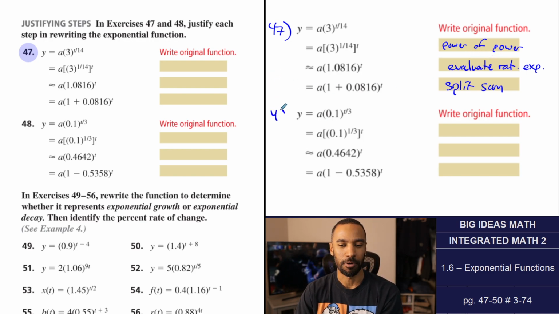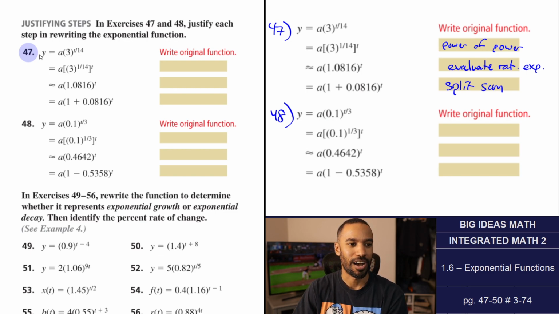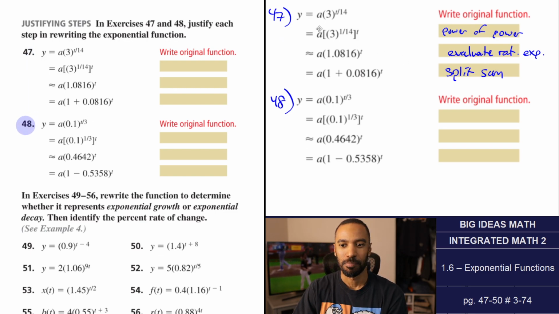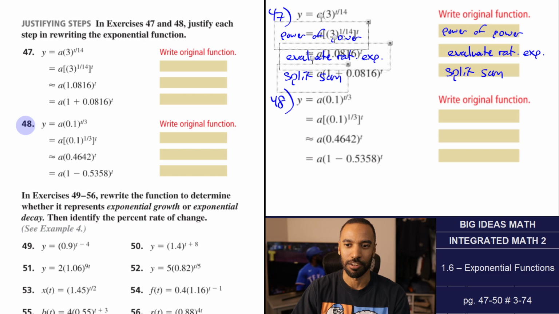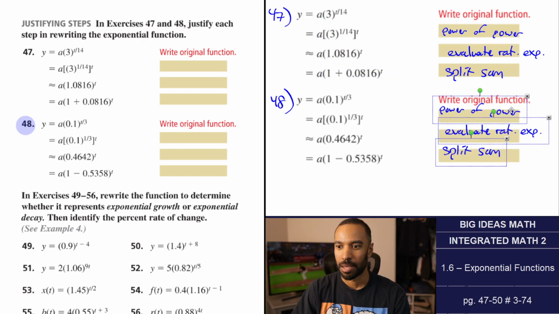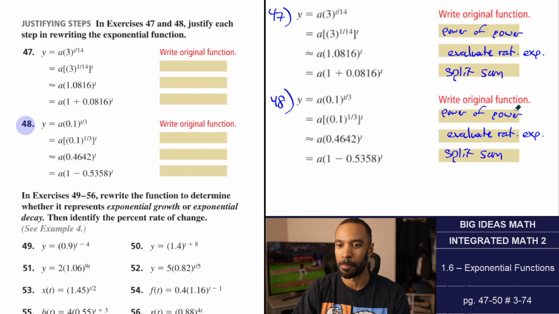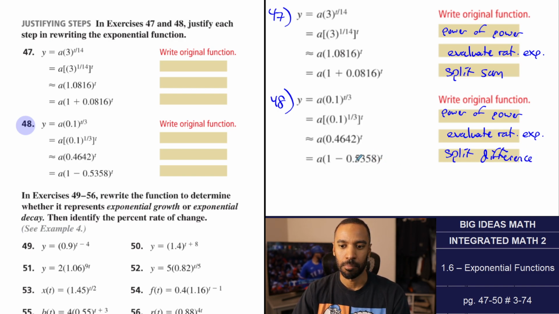And I think I can do the same thing for number 48 here. But that's the concept being used. And it's the same thing. So I'm going to copy and paste. The one difference is, which is also in the word, I'm going to split the difference here instead of the sum. So here we're doing the power of power property, getting the t out. We're doing 0.1 to the 1/3 power, which, by the way, remember, means taking the cube root of. You're evaluating the rational exponent, and now we're splitting the difference of 1 and the 0.53. Basically, we obtained the rate of decay, of decreasing.